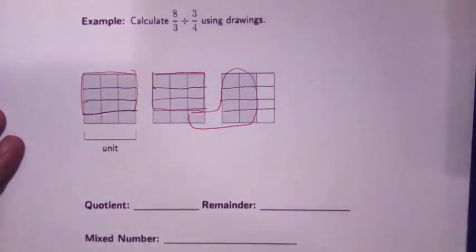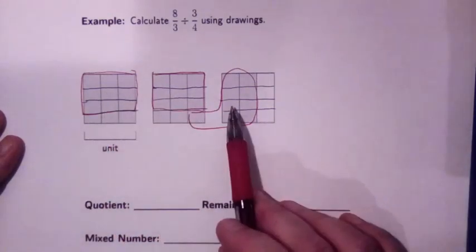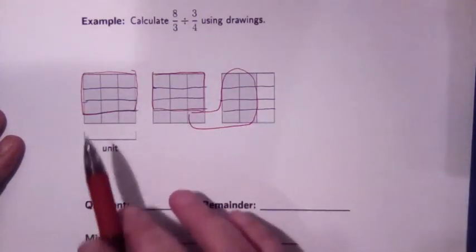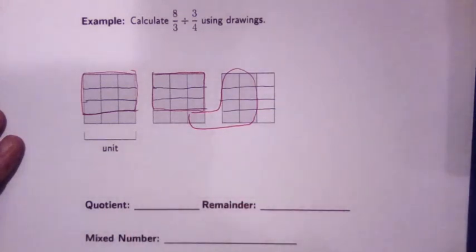The shaded squares don't all have to be within the same unit. Any 9 shaded squares is a group of 3/4, so we've made 1 group, 2 groups, 3 groups of 3/4, and we have 1, 2, 3, 4, 5 little squares left. That's not enough to make another group of 3/4, so that means that we're finished. We can now read our answer directly from our drawings.